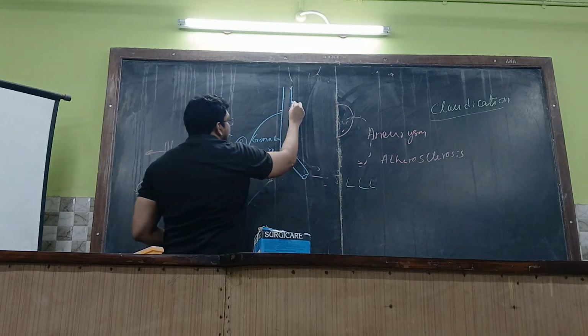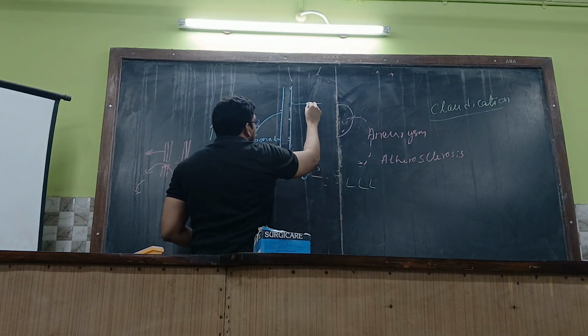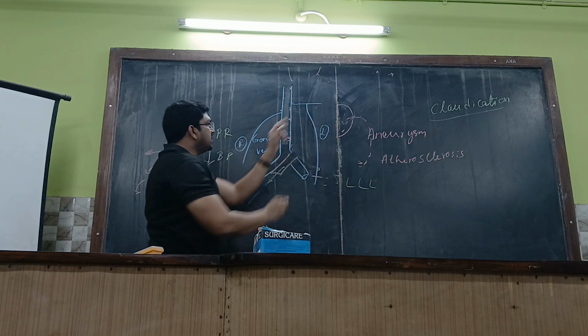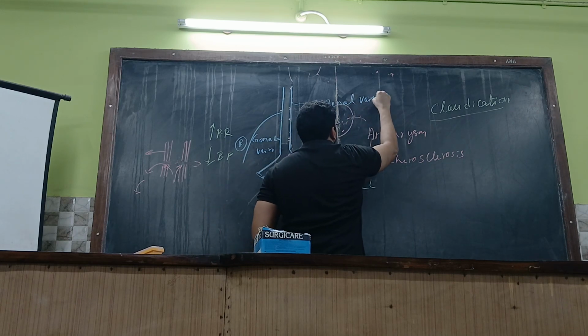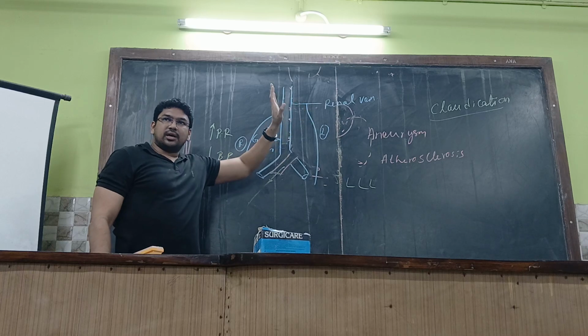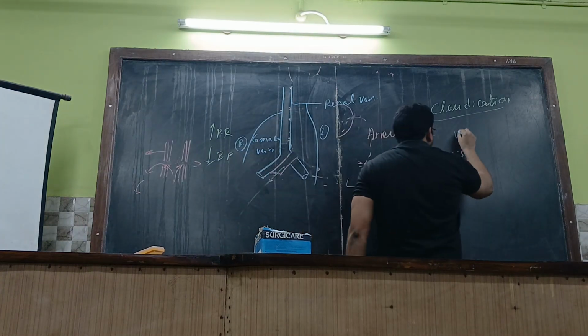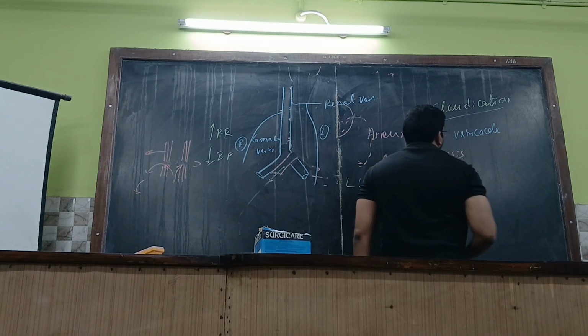But the left gonadal vein will be draining into the left renal vein. This is very much important. Left gonadal vein will be draining into left renal vein. Okay. This you are supposed to understand. Because of this arrangement, there occurs a condition called varicocele in case of males. What is varicocele? Varicocele.